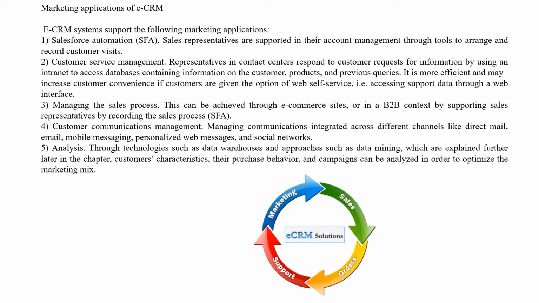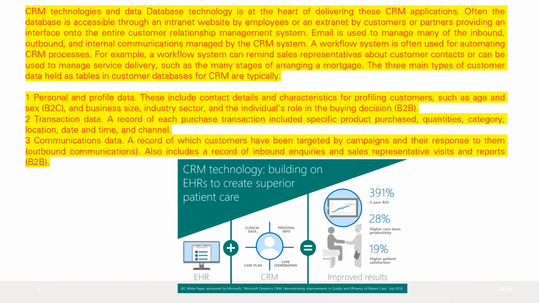3. Managing the sales process. This can be achieved through e-commerce sites or, in a B2B context, by supporting sales representatives by recording the sales process, SFA. 4. Customer communications management. Managing communications integrated across different channels like direct mail, email, mobile messaging, personalized web messages, and social networks. 5. Analysis. Through technologies such as data warehouses and approaches such as data mining, which are explained further later in the chapter, customers' characteristics, their purchase behavior and campaigns can be analyzed in order to optimize the marketing mix.